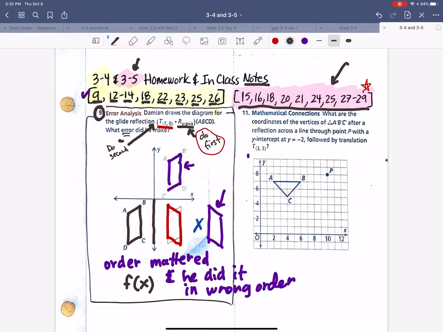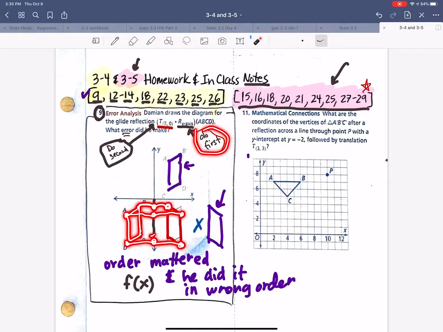So depending on your class, I think most classes I went over question number 9, we said we have to do this part first. So we reflect over the y-axis. So if B was here, now it's there. If A is here, now it's there. D is here, now it's there. And C is here, now it's there. So that's how I figured out where this would go if I reflected it over the y.